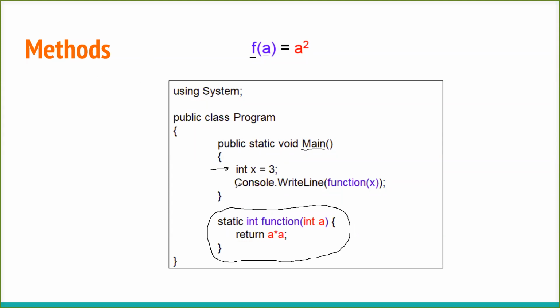After we run that line, it updates the computer's memory. Whenever we say x, the computer will now think 3. So x has just become a placeholder for the number 3. We then go to this next line, console.writeLine function x.